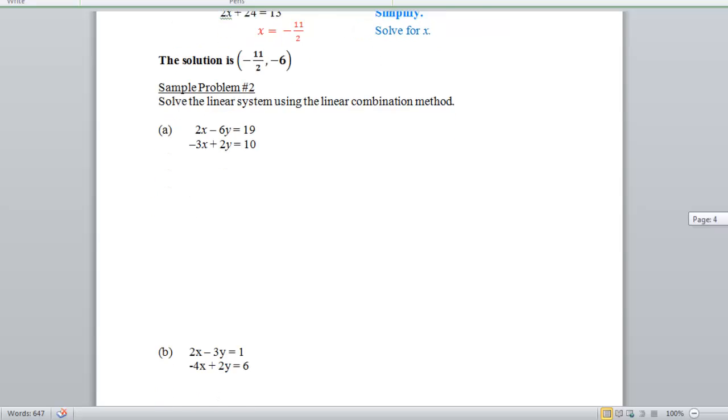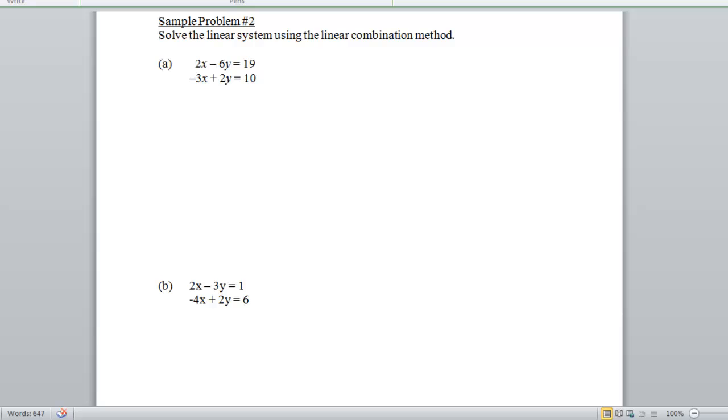So what I'd like you to do is go ahead and stop right now and work on sample problem number 2, part A and B, and try to figure out how to use the linear combination method to solve these systems of equations.